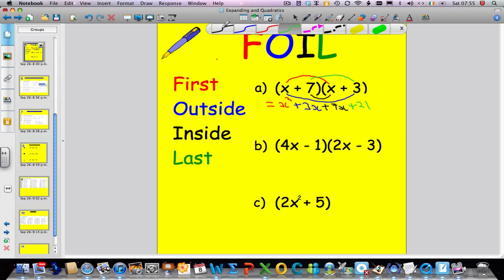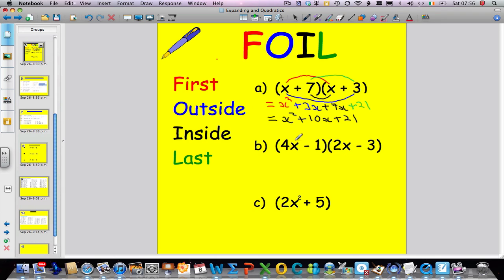Then all I've got to do is tidy it up. So that's the only x squared term, so I'm going to write down x squared. 3x and 7x gives us 10x. And lastly, the 21 is still on its own. And that's how we expand two brackets. Now let's have a look at another.